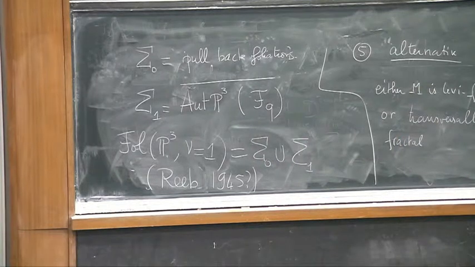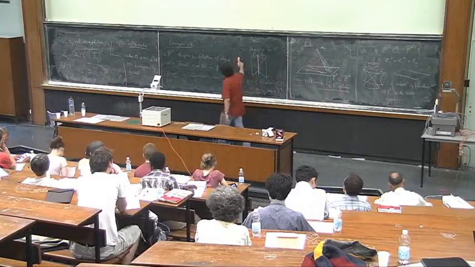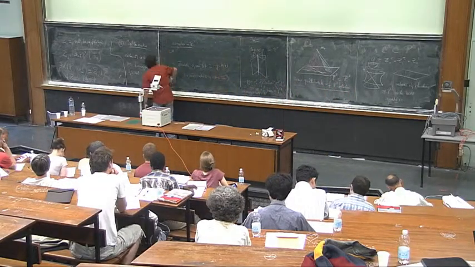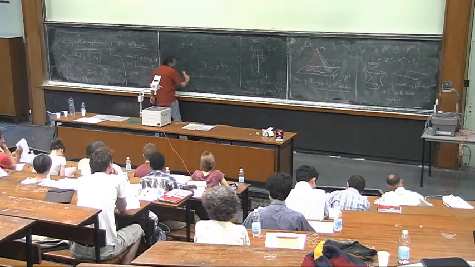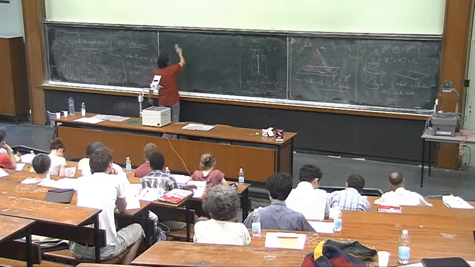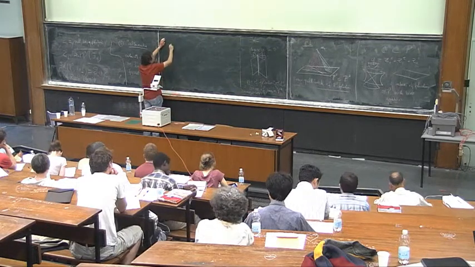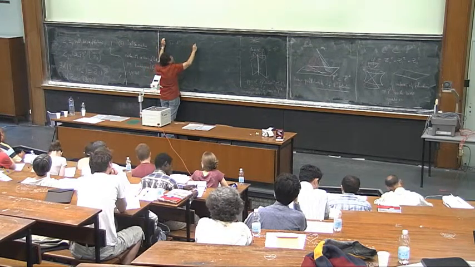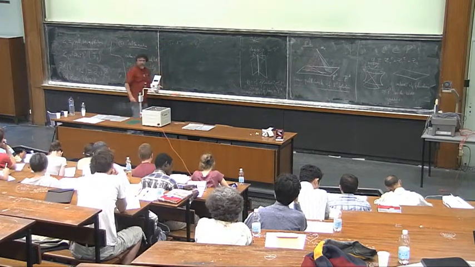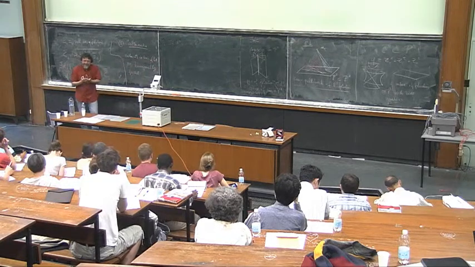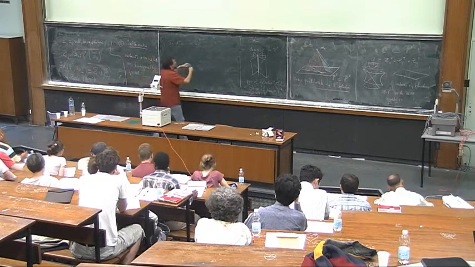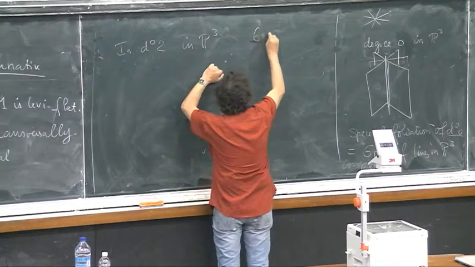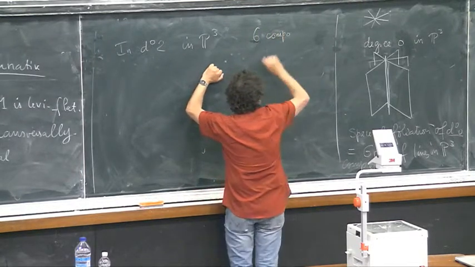And in degree 2, it's a little bit more complicated. I want to give you an example. I want to say that in degree 2 in P3 we have 6 components. I want to describe one component because it's a beautiful component.